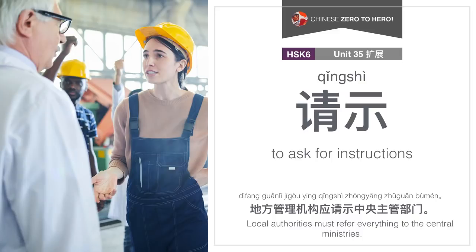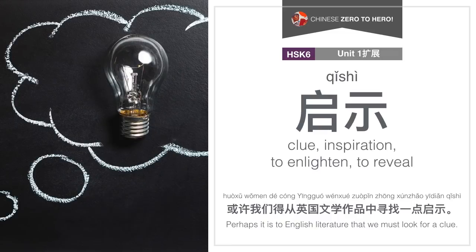In HSK 6, we also learn the word 请示, to ask for instructions. 地方管理机构应请示中央主管部门。Local authorities must refer everything to the central ministries. In HSK 6, we also learn the word 启示, meaning clue or inspiration, to enlighten or to reveal. 或许我们得从英国文学作品中寻得一点启示。Perhaps it is to English literature that we must look for a clue.